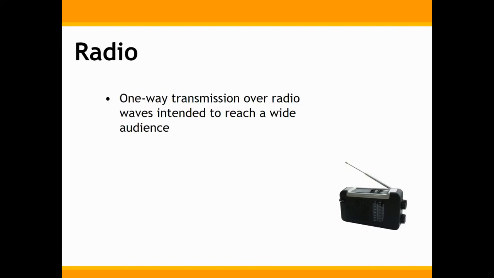Another source of mass media is radio. Radio would be a one-way transmission over radio waves intended to reach a wide audience of people. So they're sending it out, like your car radio. You can't communicate back through this type of radio to them. We're not talking about two-way radio, because that wouldn't be mass communication. But the one-way radio is like the radio that your car picks up. You can't talk back, but you hear from them.